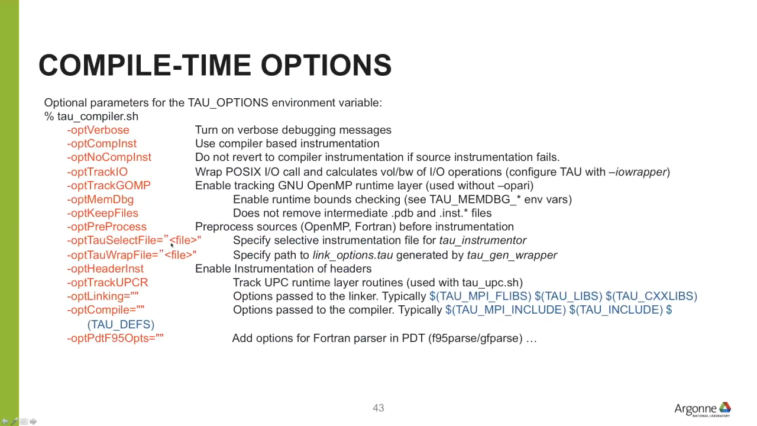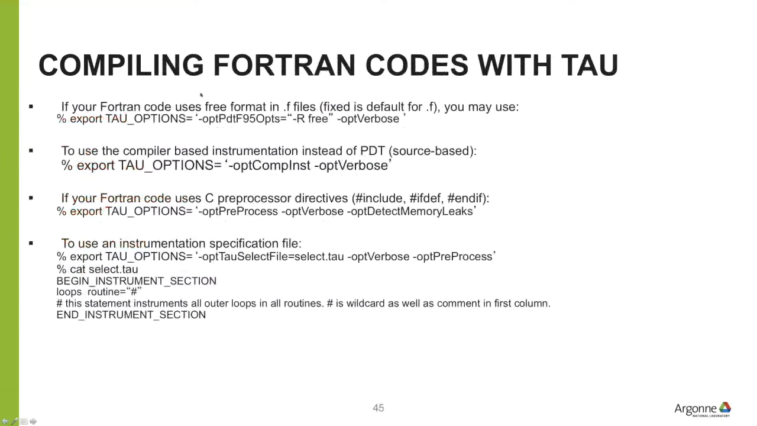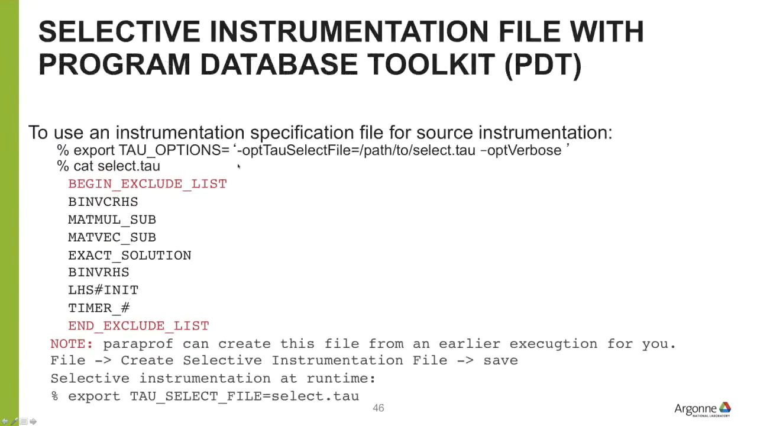You can track I/O, you can specify a selective instrumentation file to be used by the Tau instrumenter like this, and there are other options that you can pass to the compiler or the linker, such as, here is an example of passing the -Mfree flag for a Fortran compiler, or the -optCompInst, or specifying a selective instrumentation file, so you can specify the instrumentation at the loop level in all the routines like this. Here is an example of setting the TAU_OPTIONS to specify the path to a selective instrumentation file.